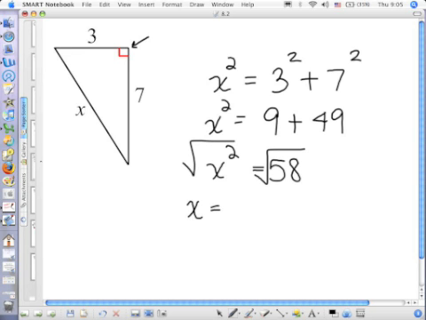Now, if the radical can be reduced, you need to reduce it. But 58 does not have any pairs. 58 is 2 times 29, and that's two prime numbers. So it's simply expressed as the square root of 58. Leave it as a radical.